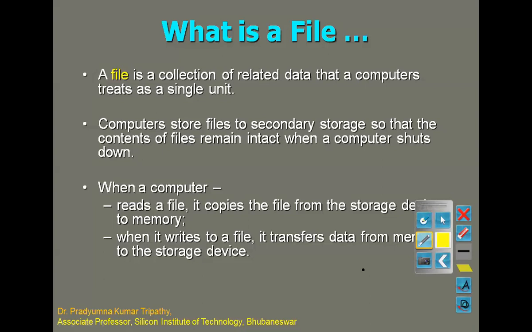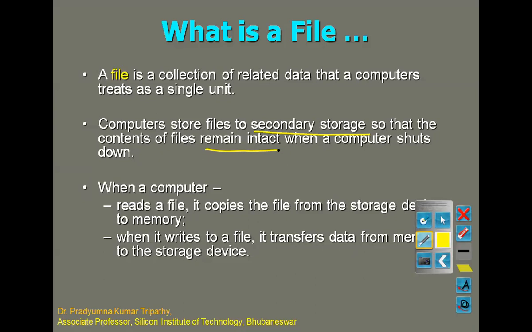So a computer stores files in the secondary storage so that the content of the file remains intact when the computer shuts down. Try to understand what we have over here. One is the secondary storage, because the file is stored in the secondary storage device, not in the primary memory. Second, its content will remain intact. Remaining intact means the content will not be lost unless you delete it. The content will be there.